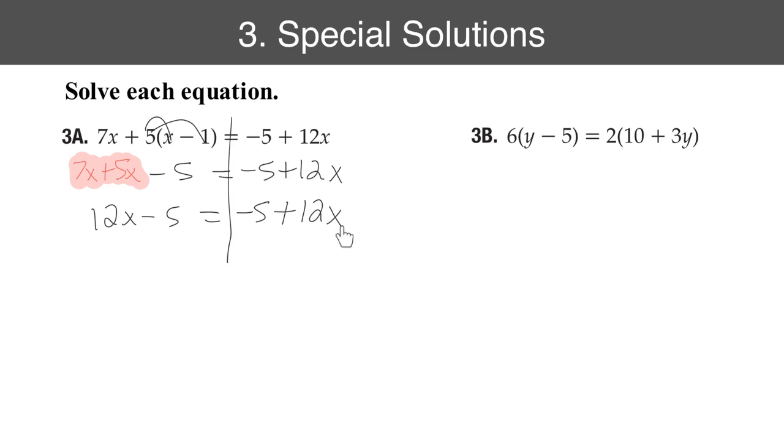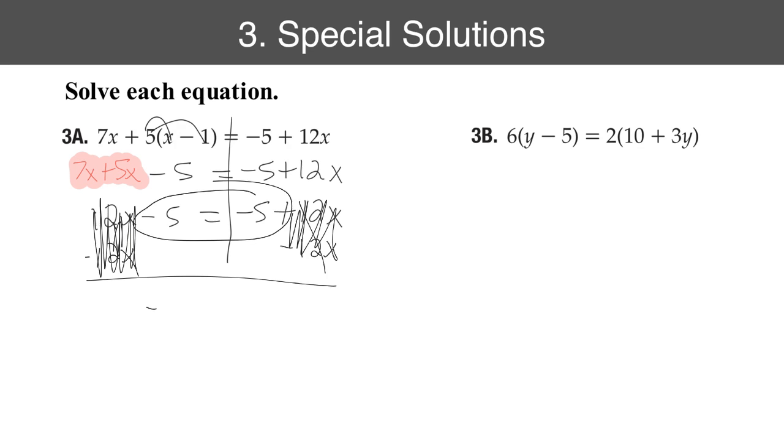You have variables on both sides, so I need to get those together. So I'm going to subtract 12x over. And 12x minus 12x is just simply 0. And what you'll notice is, because we get 0 right here, our variables just got knocked out. You'll see we don't have a variable anymore. It crossed out over here on the right, it crossed out over here on the left. There's no variable anymore.